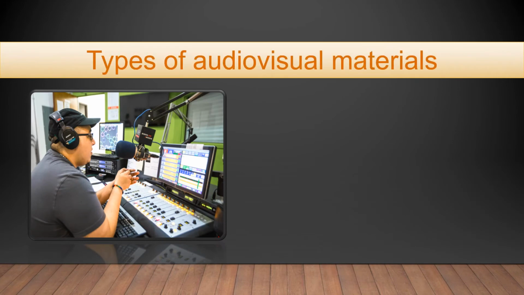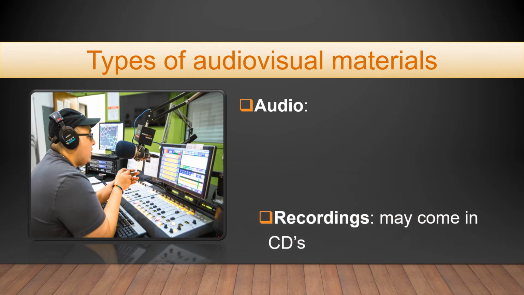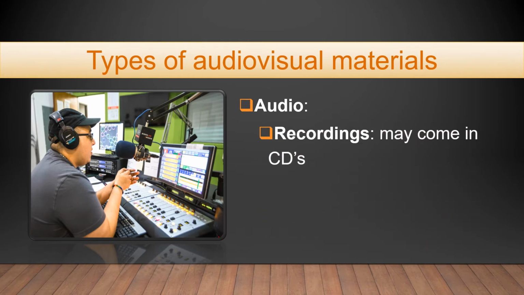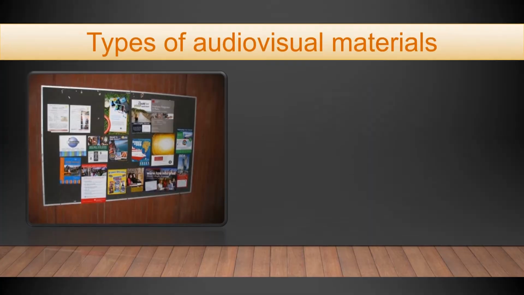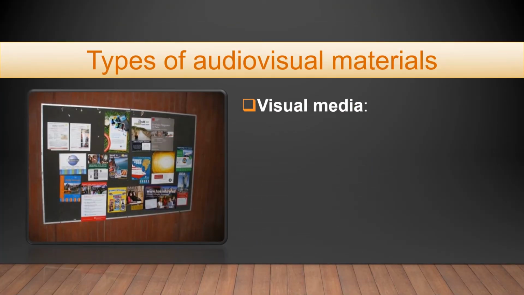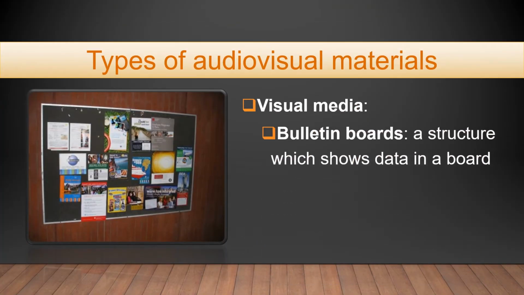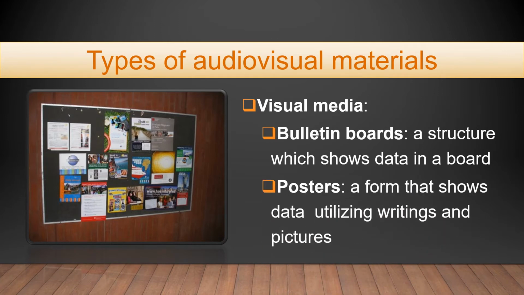Then we have the types of audiovisual materials. An audio can be in the form of recordings. This may come in CDs or as simple as our smartphones. And radio broadcasts. It is a transmission of radio projects. Next is visual media. This can be in the form of bulletin boards, a structure which shows data in a board, or posters, a form that shows data utilizing writings and pictures.